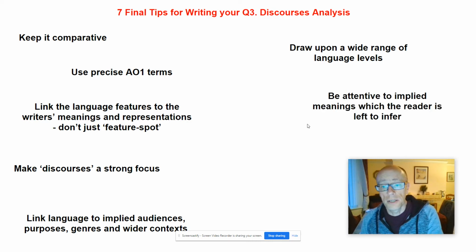And then finally, because you're going to get quite difficult texts, you do need to be attentive to implied meanings. You're going to have to infer certain things. So, for example, there might be intertextual references that are given to you in the texts, or there might be some element of irony where the words seem to have a surface meaning, but they've got deeper meanings going on underneath it.